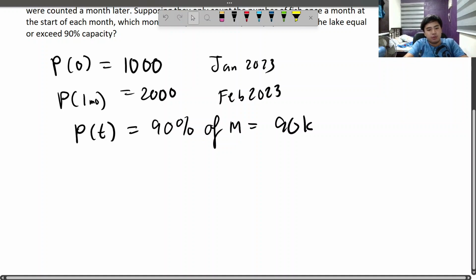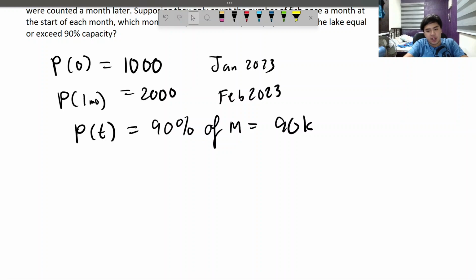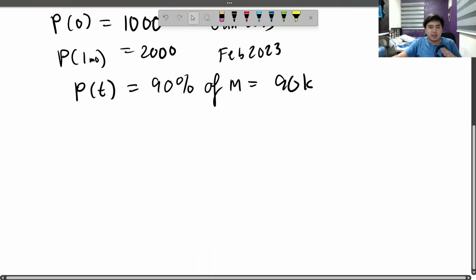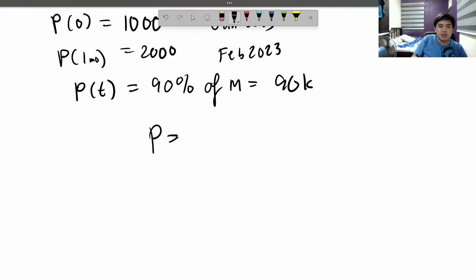Well, again, we have two methods. I will show you first the calculus method, and I will show you later the calculator method, how we can use our calculator to solve this one. And it starts like before. Again, P equals M over 1 plus C E to the negative KMT.